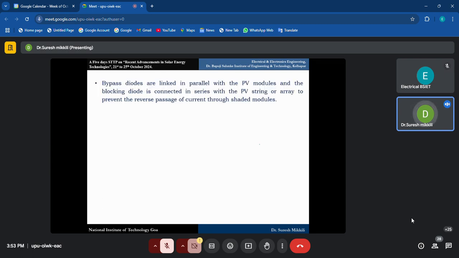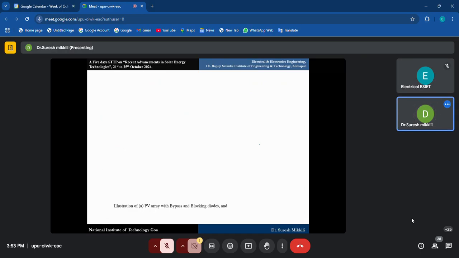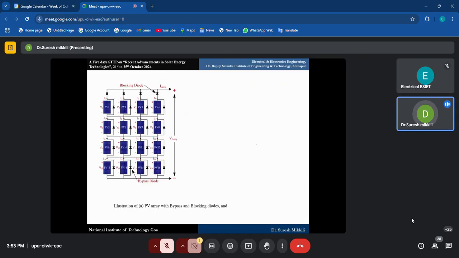Now let me show you. First, I will try to explain bypass diodes, how the bypass diodes will be considered. Now see, here we have two things: one is the blocking diode, the second one is the bypass diode. These are blocking diodes and this is the bypass diode. You understand? This is one PV module when you consider. The diode across the PV module which you are considering is the bypass diode.